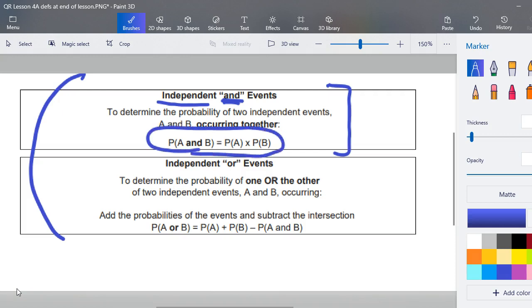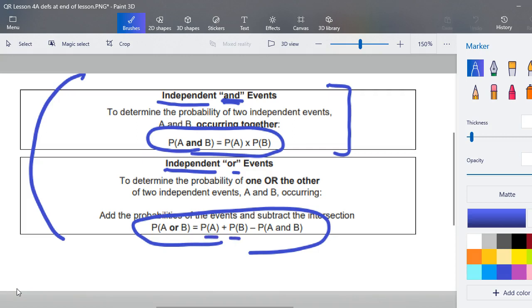You need to be familiar with, memorize the formula, and even how we were manipulating the items to get such an answer. The second piece, independent or. A little bit of verbiage about that, but here's the formula. How do we get the probability of an event A or event B occurring? Probability of the first one plus the probability of the second one minus the probability of A and B occurring.